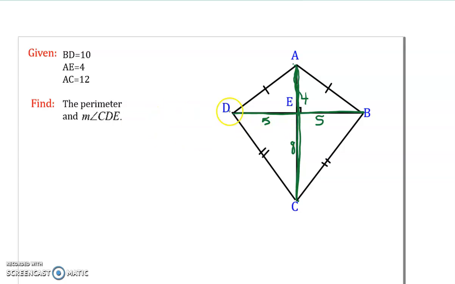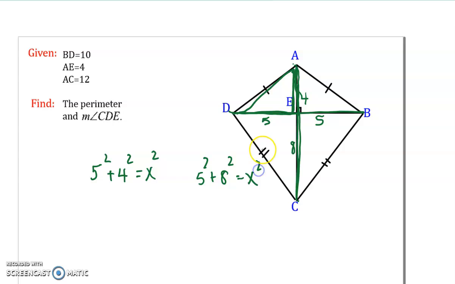So now if I want the perimeter, it doesn't say how it wants it, so I'm guessing you're allowed to use a decimal. So I'm going to do 5 squared plus 4 squared equals x squared, and I'm going to do 5 squared plus 8 squared equals x squared. So go ahead and try that.